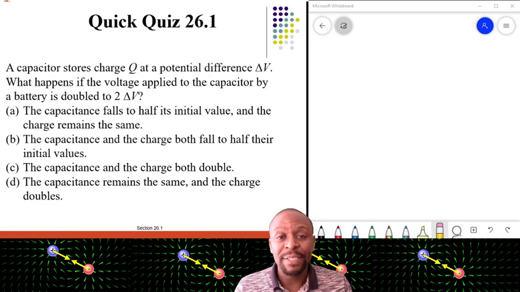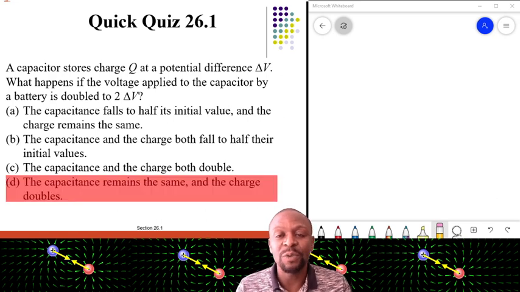Now, as I've stated, the capacitance is not going to be influenced by doubling the change in V, because the capacitor is just a property of a physical material. As a result, for the answer of this quick quiz, the capacitance and the charge both doubling cannot be true. The capacitance remains the same. Yes, that will be true because the capacitance is not going to be affected.